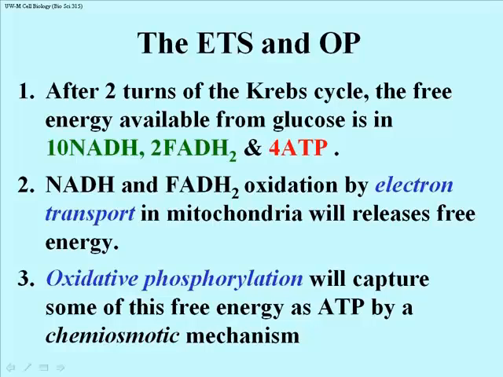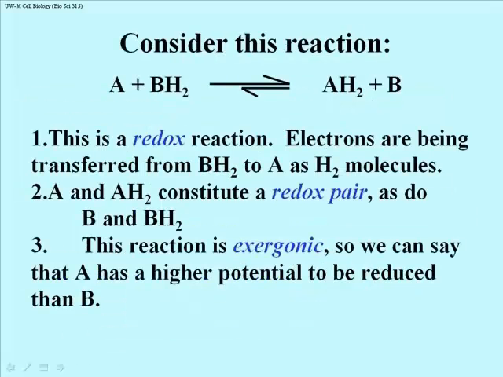A reminder about redox reactions. In this generic reaction, electrons are being transferred as part of hydrogen molecules, a characteristic of many biochemical redox reactions. The reduced and oxidized forms of the same molecule are called a redox pair. From the equilibrium arrows, you can see that this reaction is exergonic, so it would have a negative standard free energy change, a negative delta G0, releasing free energy.